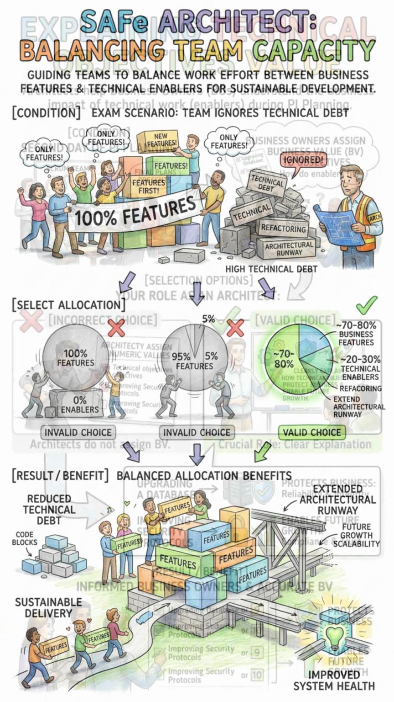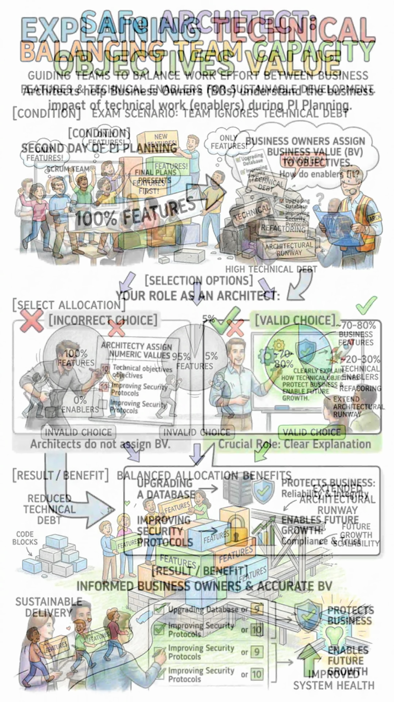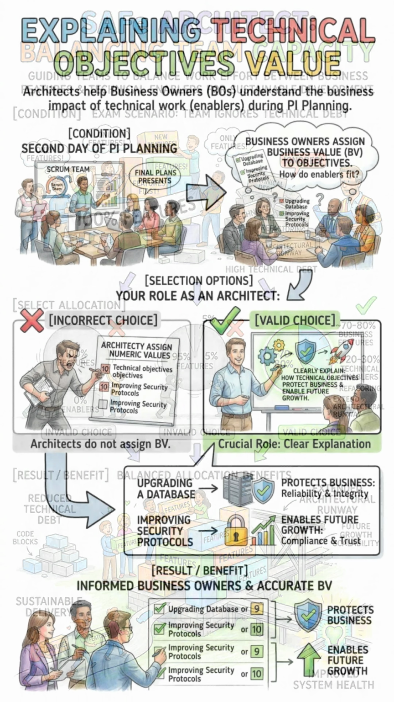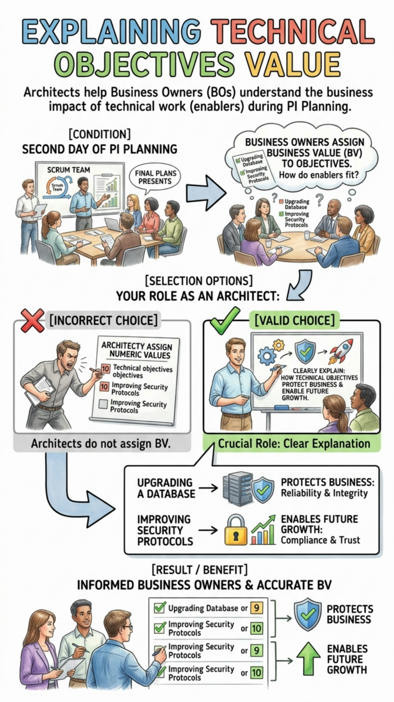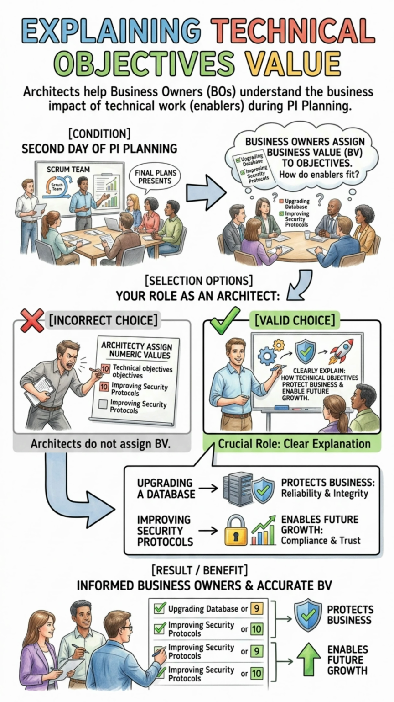On the second day of PI planning, the teams present their final plans, and business owners assign business value to the objectives. While you do not assign the business value yourself, you play a critical role in helping the owners understand the value of technical objectives. You must clearly explain how upgrading a database or improving security protocols directly protects the business and enables future growth.